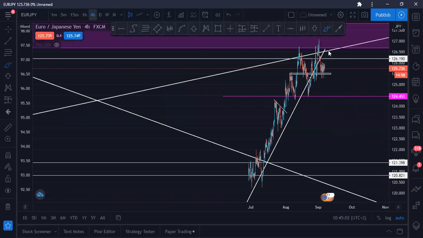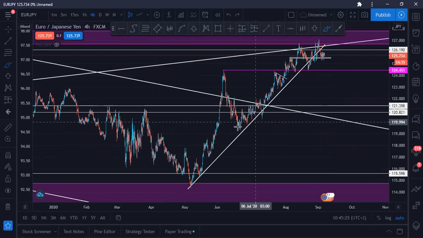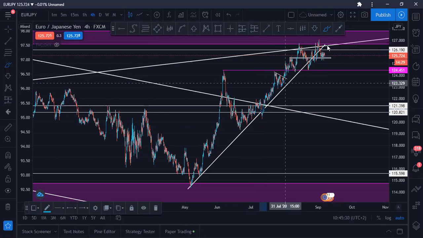Let me just adjust this trend line so that we can get all of those touches. Okay. So you guys can see this touch here, this touch here. We had these touches here. We had this fake breakout here, and then this line is holding right now. So as you can see, we're consolidating here.